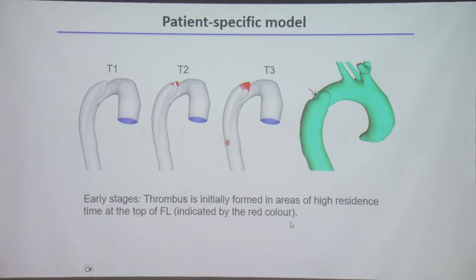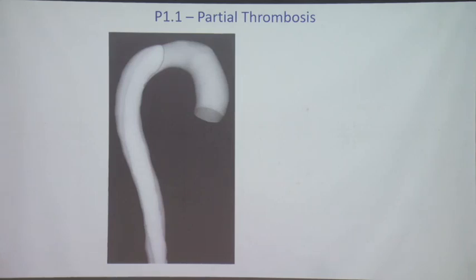I think this one is not animation. Next one probably has animation. So in these early stages, thrombus initially formed in areas of high residence time at the top of the false lumen, right here. I think this is animation, if I can play, and let me try. So you can see the simulated clot formation. It starts from the top, and it gradually fills the top.